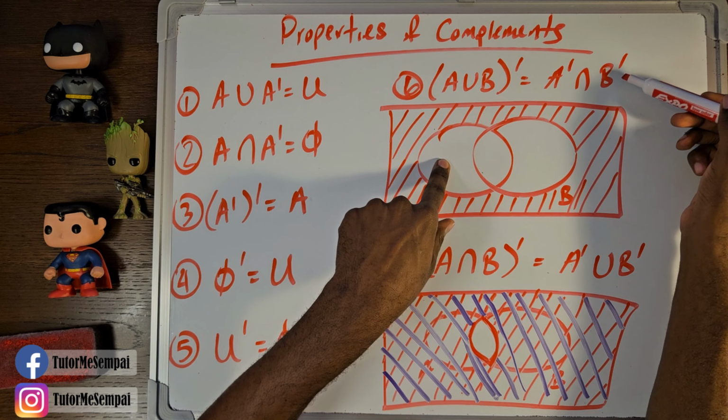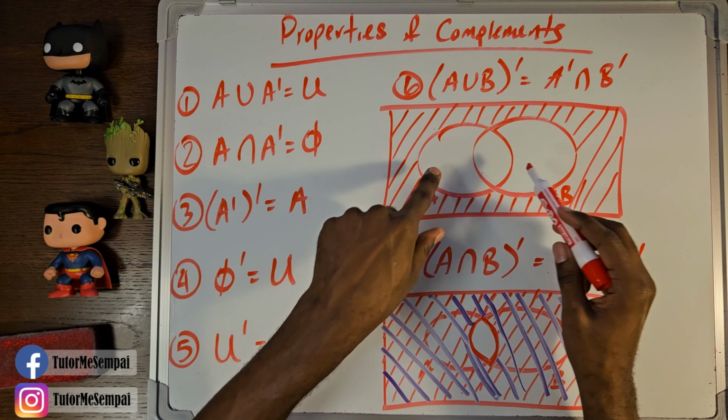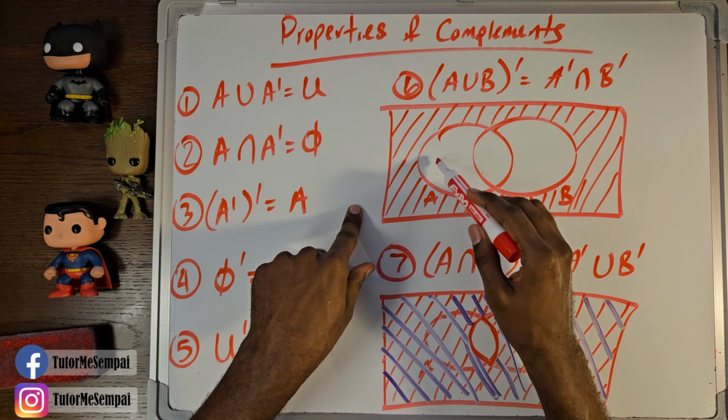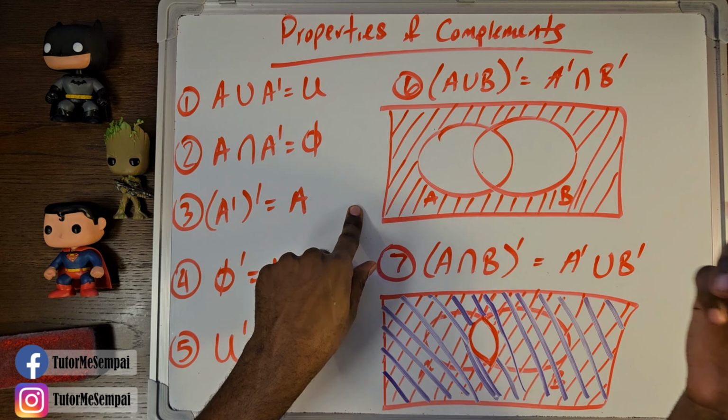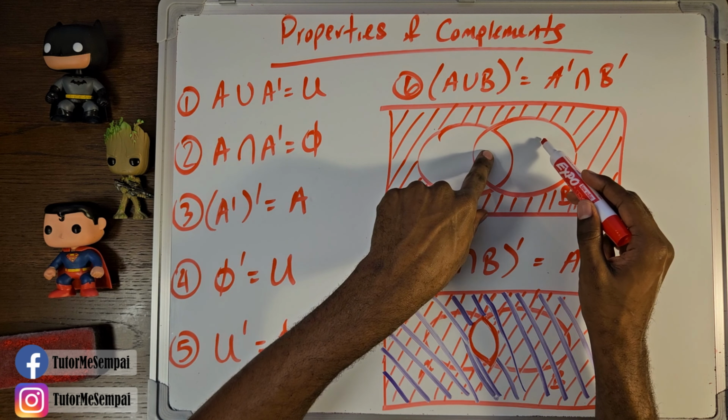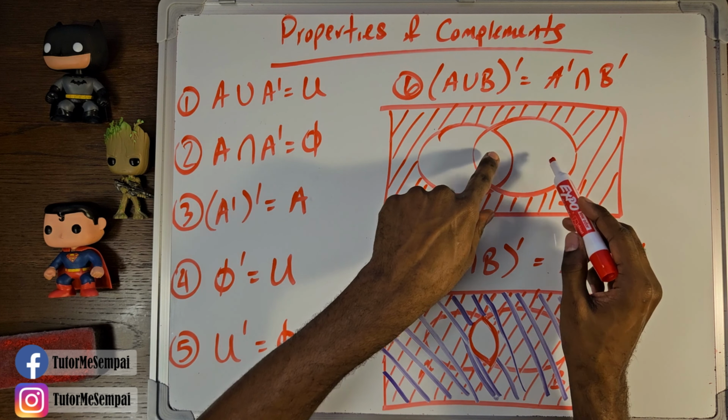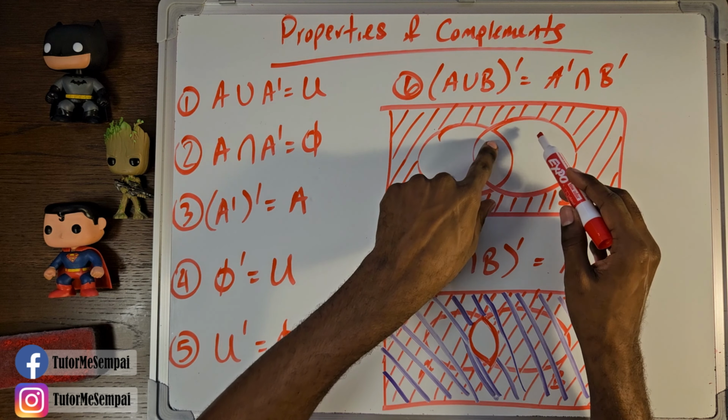How about B complement? Well, it's going to be the reverse. You're going to be looking at everything here and shading in everything on the outside. The only thing left blank is going to be this, and this. The thing that has B. We don't want anything that's in B, so you're leaving this blank.